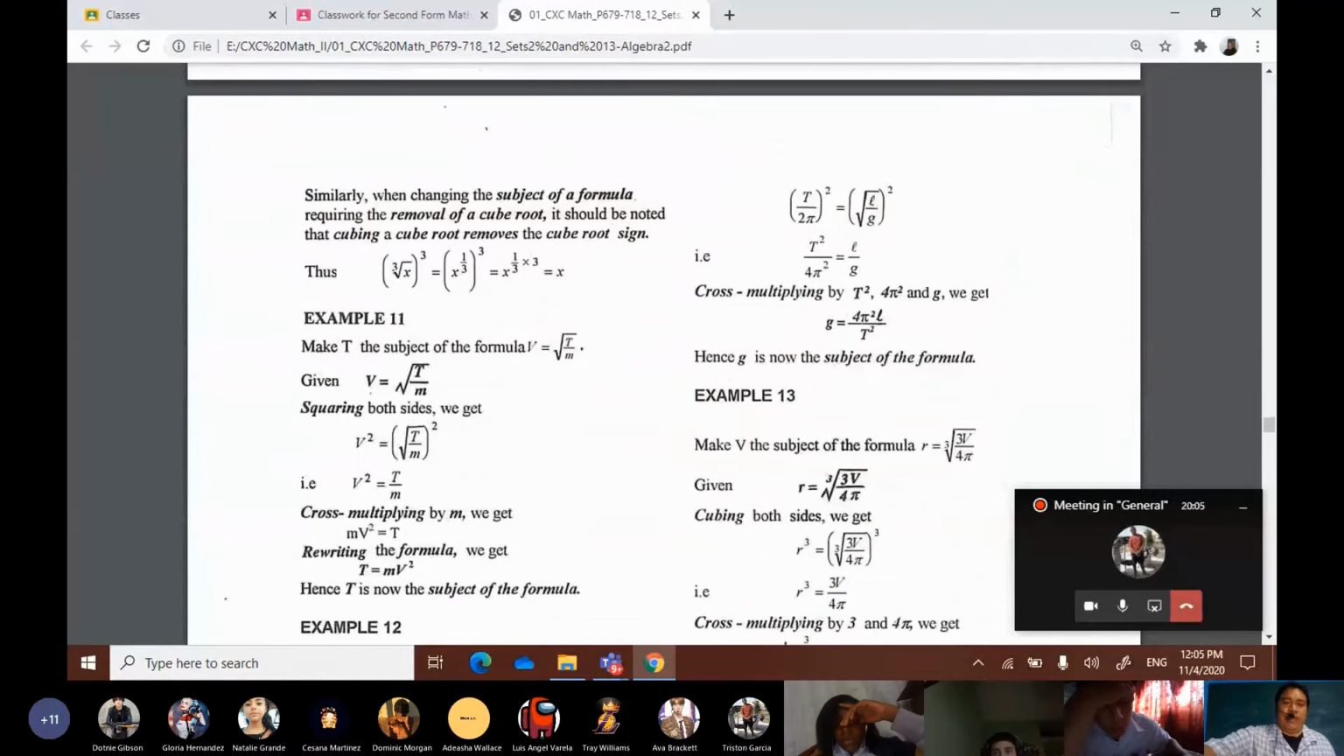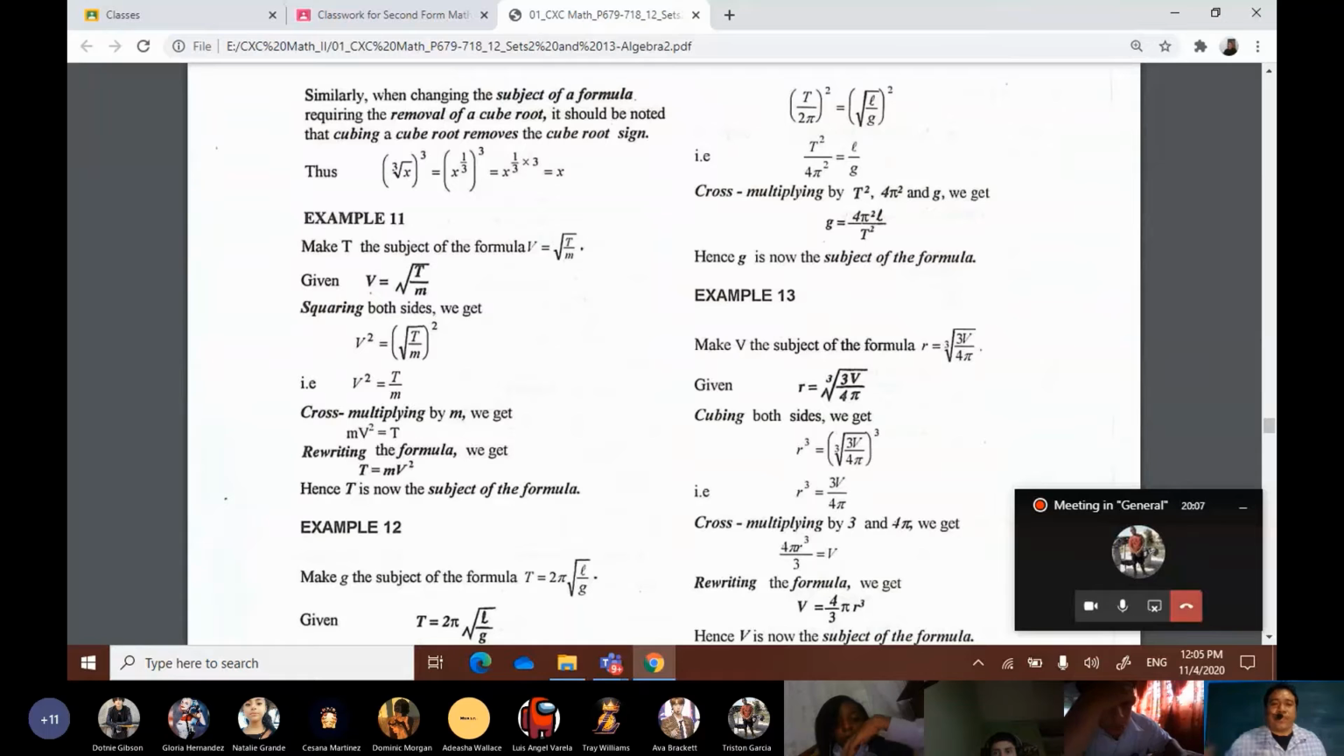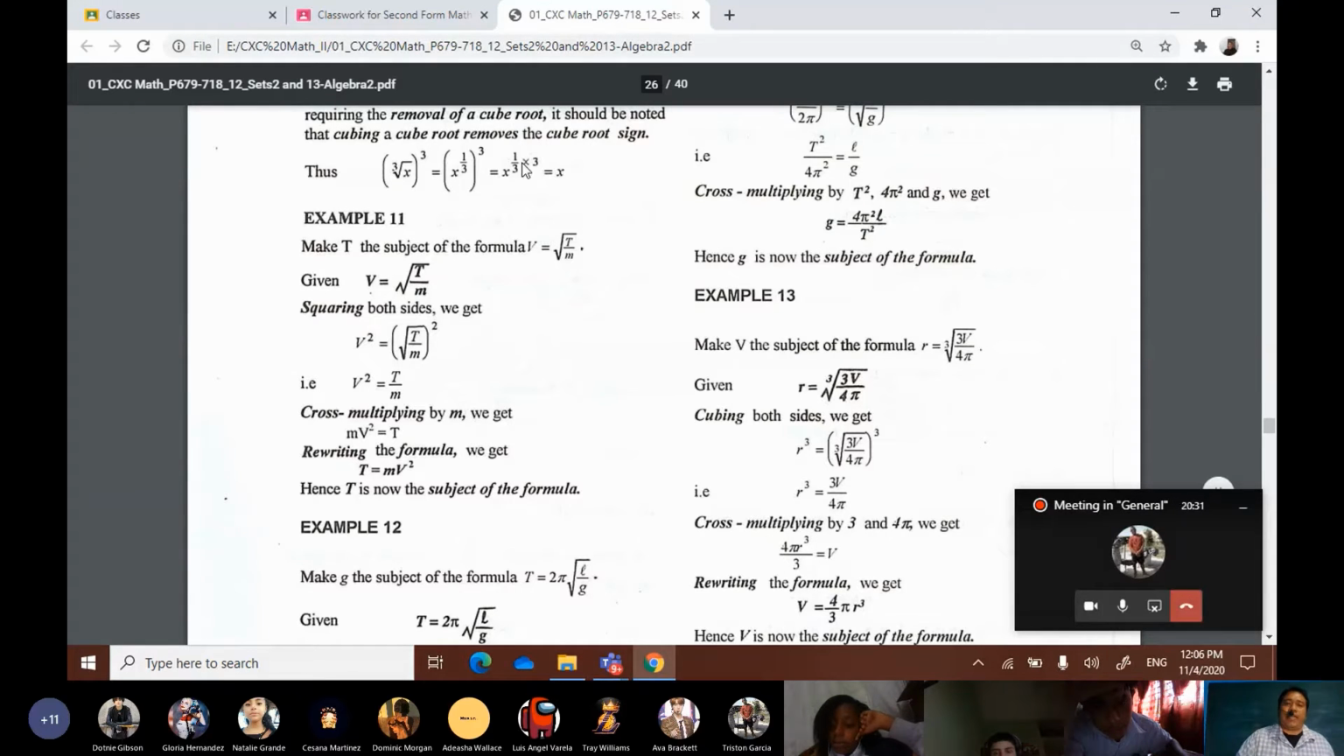Similarly, when changing the subject of a formula requiring the removal of a cube root, it should be noted that cubing a cube root removes the cube root sign. Thus, the cube root of x raised to the third is equal to x to the third in brackets raised to the third, which equals x to the 1/3 times 3, where the 3's cancel, which equals x to the first, or just x. So let's look at an example.